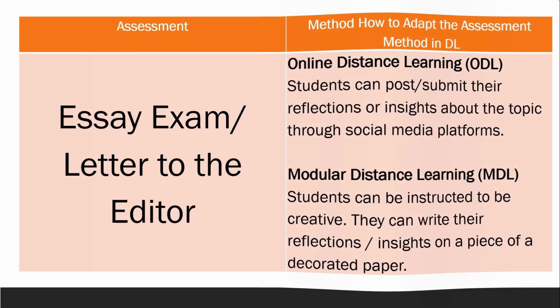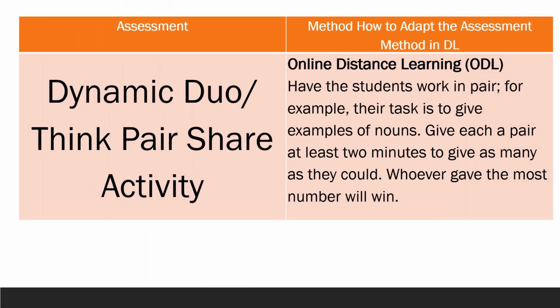And then we also have dynamic duo, the think, pair, share activity. For online distance learning, which is actually very easy if we are having the synchronous type of teaching, have the students work in pair. For example, their task is to give examples of noun. Give each pair at least 2 minutes to give as many as they could. Whoever give the most number will win. Honestly, if we're going to have the assessment method in the synchronous type, it's actually very easy.